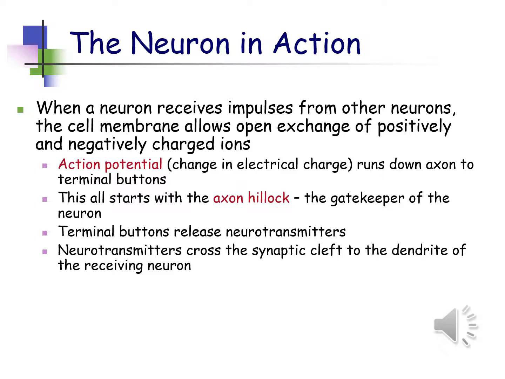Now I'm going to give you a little description of the process, and then I'm going to show you a little video clip. And I think this is probably what I find to be the trickiest part of the chapter. So it is worth repeating. Now the axon hillock is the gatekeeper. It determines who is the correct size for this sort of message.